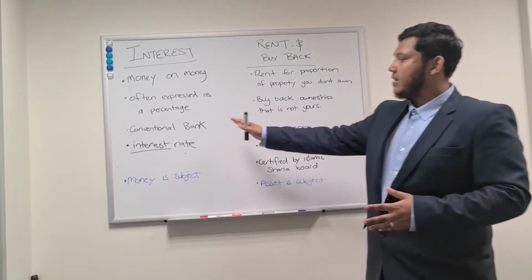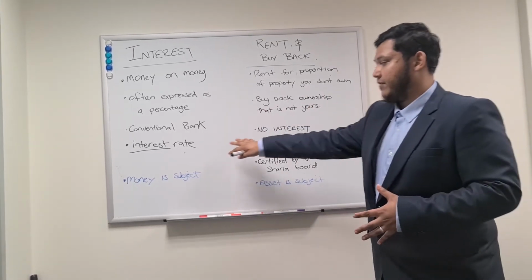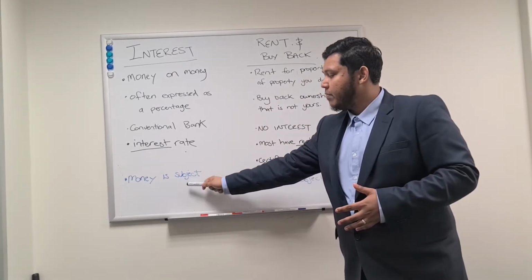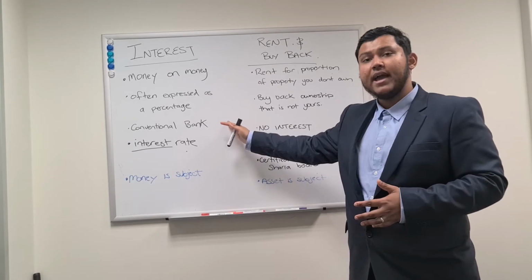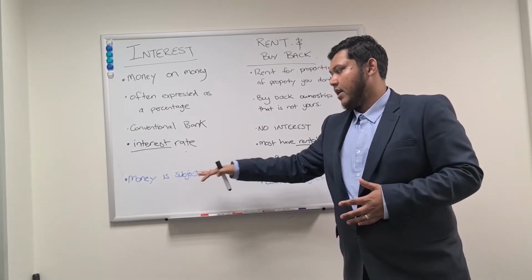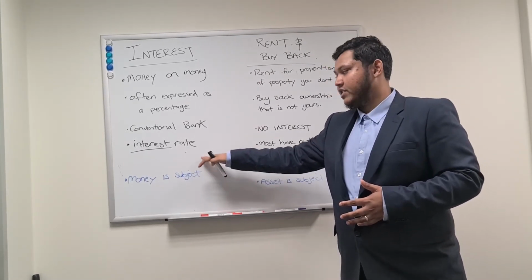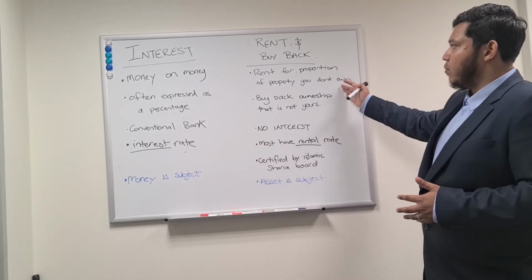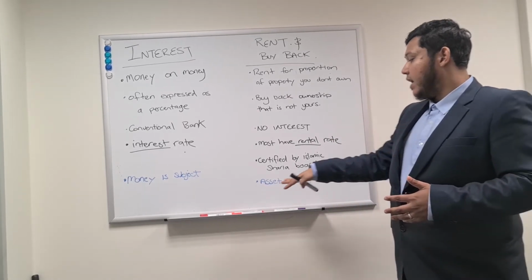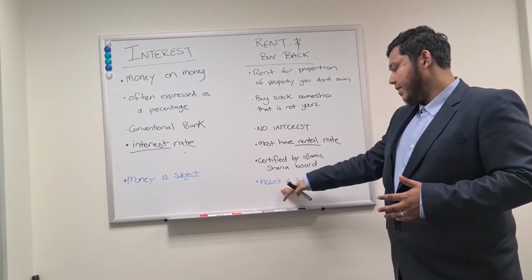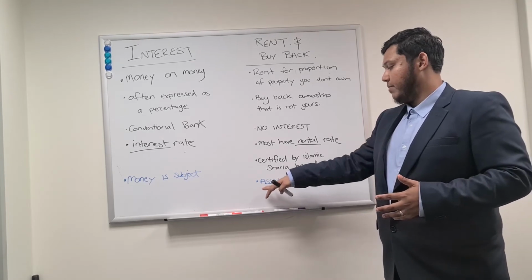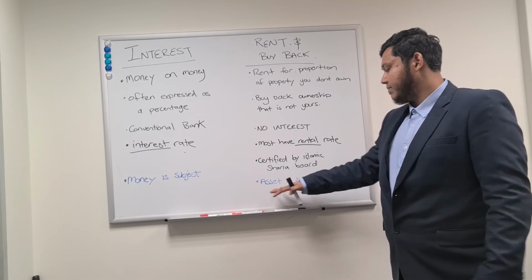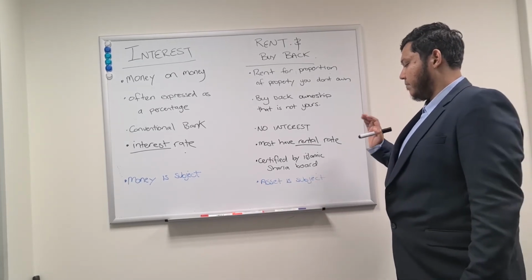So if you look at the majority of the difference between this model and this model, when you're borrowing money from a conventional bank, you're basically borrowing a certain amount of money and you're paying interest based on that. So money is the subject in this case. But in what the Ijarah model does, you are borrowing money and you are paying rent for the property that you are living in and for the ownership that you don't own. And the subject in this case is the asset.